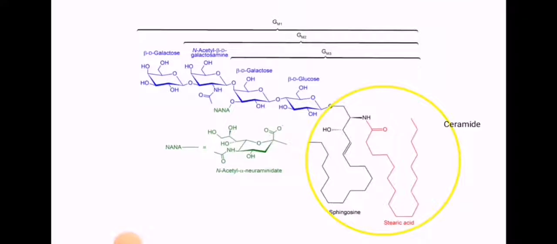In this diagram you can see the structure and composition of GM1, GM2 and GM3. As I told, this yellow circle is showing ceramide, that is sphingosine with a fatty acid in amide linkage. GM3 is galactose and glucose attached to this ceramide along with the NANA, and if N-acetyl galactosamine is attached to this GM3, it is GM2. And what is GM1? When beta-D-galactose is attached to the GM2, it is GM1.